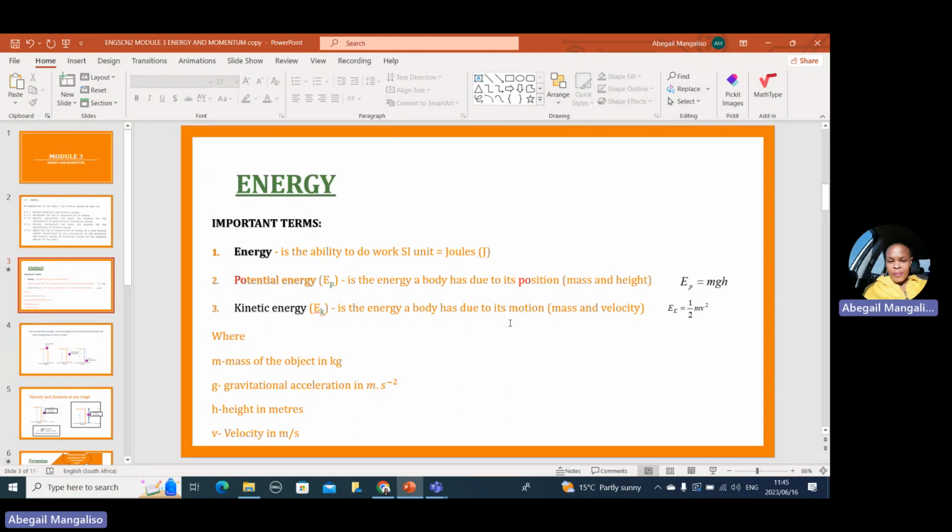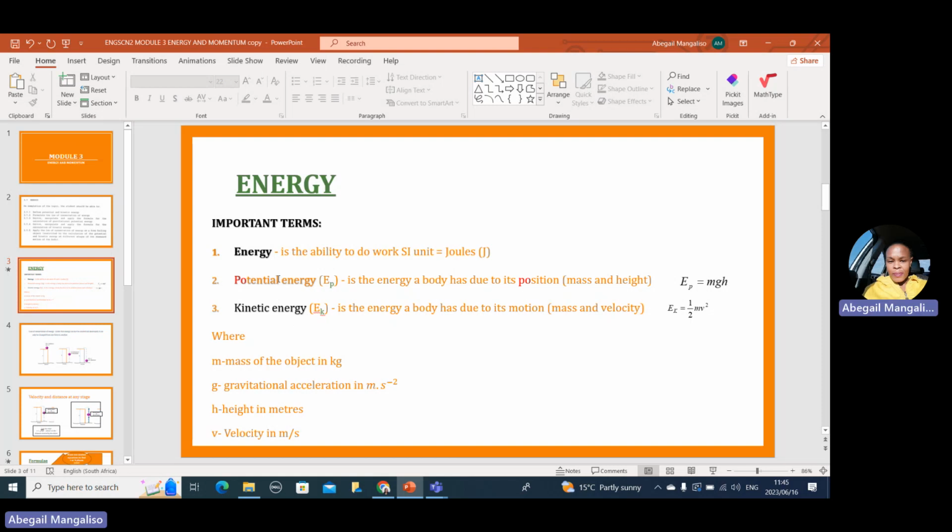Hello, everyone. I'm going to explain module 3 of Engineering Science N2. It's called energy and momentum. The important terms are the definition of energy, potential energy, and the forms of energy that we're going to deal with in this chapter. Energy is defined as the ability to do work, and the SI unit is the joule. It is measured in joules.